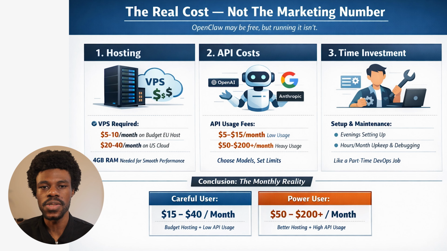For OpenClaw to run smoothly without lagging, especially if you're running multiple agents, you want to have at least 4 gigabytes of RAM. If you're using a budget host like Hetzner, that's about $5 to $10 a month. However, if you use any US cloud servers, it's more like $20 to $40 every month that you'll pay.